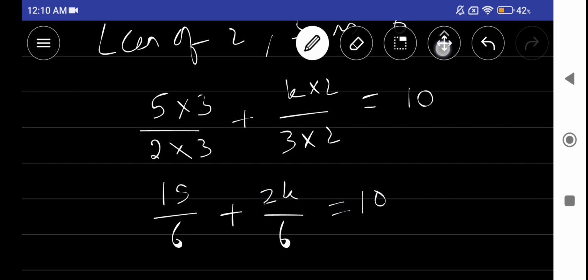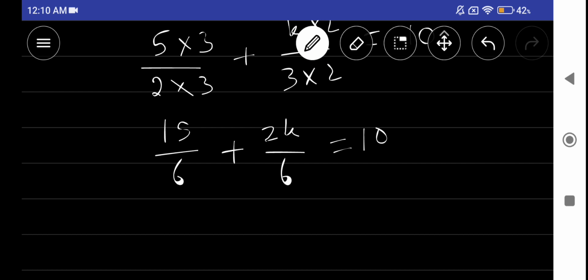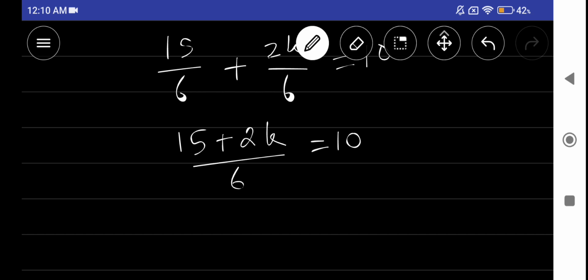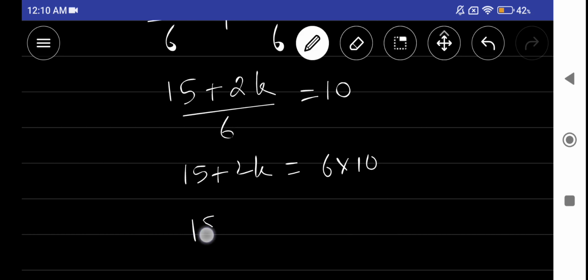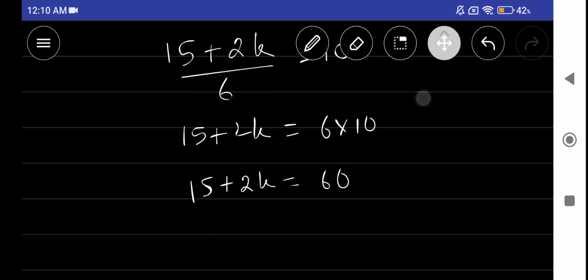is equal to 10. Then, as the denominators are the same, we can combine the numerators. Now 15 plus 2k by 6 is equal to 10. So we can do cross multiplication now. 15 plus 2k is equal to 6 into 10. 15 plus 2k is equal to 6 into 10, which is 60.